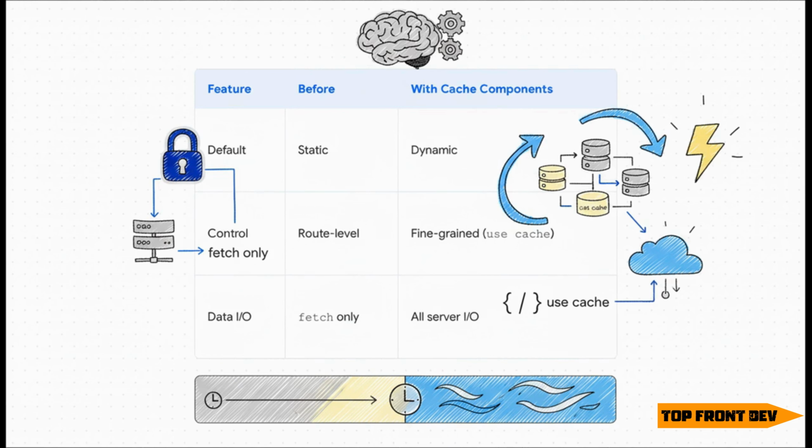Before, Next.js was static by default. It tried to cache everything unless you told it not to. Now, it's dynamic by default. Everything is rendered on demand unless you explicitly opt into caching with useCache. Control has gone from the whole route down to individual components and functions, and the caching now covers all server I/O, not just your fetch requests.